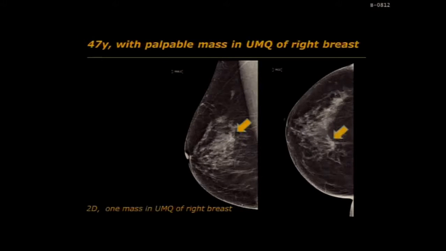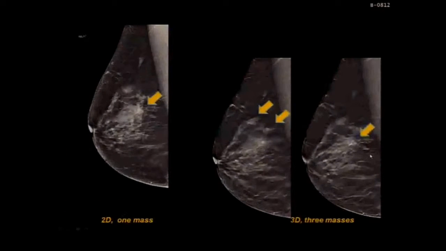Another case is a 47-year-old patient with a palpable mass in the upper medial quadrant of the right breast. On 2D mammography, we can clearly see that stellate lesion, that mass. But when we performed the 3D mammography, we clearly see 2 additional small stellate lesions, which were in the outer upper quadrant, and this bigger one is in the medial part of the right breast.